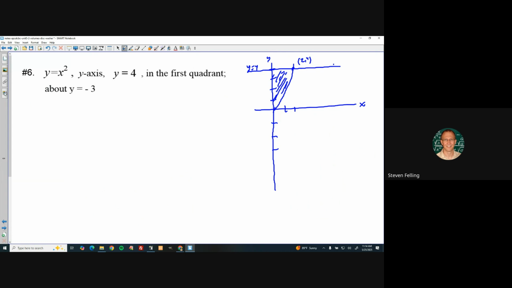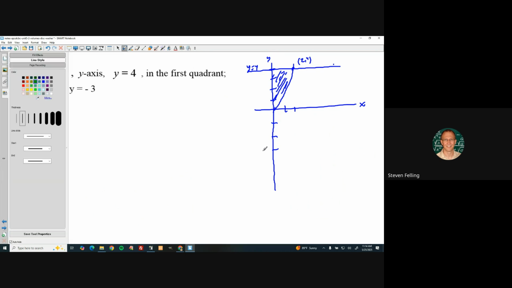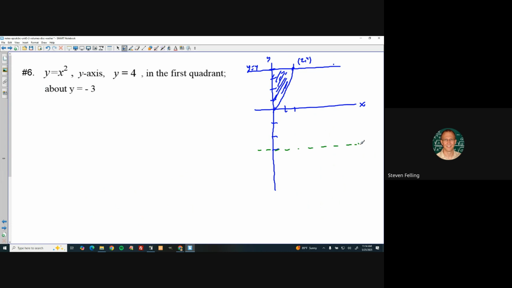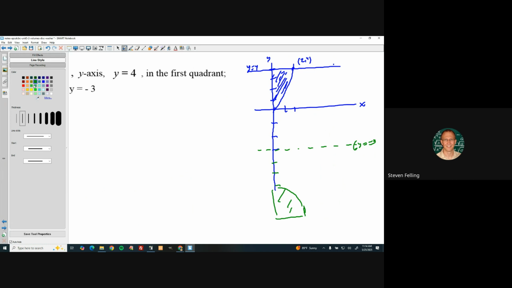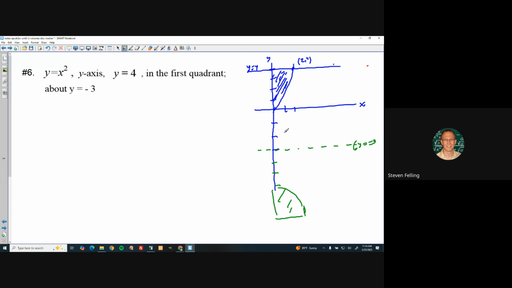Rotating around the line y equals -3. Okay, so if this is the axis of rotation, and that means there would be 1, 2, 3, and then there would be another shape down here. So you've got this kind of hockey puck looking thing, and this rotates around. All right, you're not required to do the 3D part of the sketch. Depends on your teacher, but for me, I require that students always do the 2-dimensional sketch and show the rectangle. That's the minimum sketch that is required for full credit in my class.